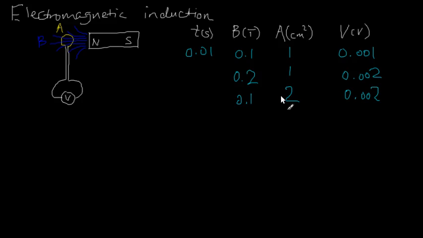So what this experiment seems to tell us is that the induced voltage is proportional to the magnetic flux density, and that it's also proportional to the area.